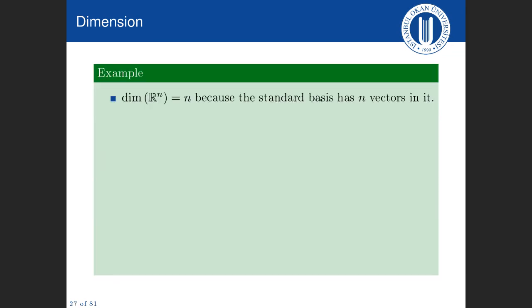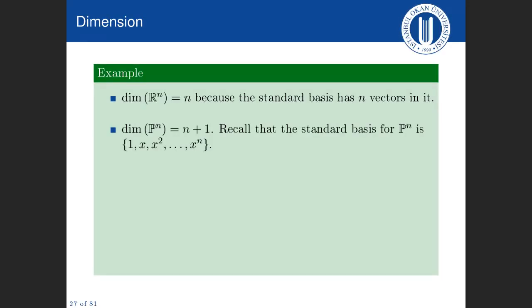So, for example, the dimension of Rn is equal to n. Why? Because we know that the standard basis for Rn has n vectors in it. So every basis for Rn also contains n vectors. The dimension of Pn is actually n plus 1. For example, recall that the standard basis for Pn is 1, x, x squared up to x^n. And if we count the number of vectors in this standard basis, 1, 2, 3, etc., we would end up with n plus 1 vectors.